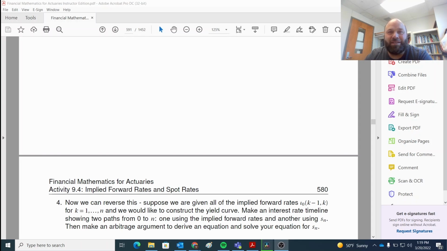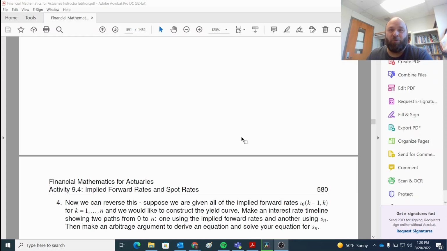All right, let's move on. So we've been able to recover forward rates from spot rates. Now we're going to go and get spot rates from forward rates. Suppose we have all the forward rates, I(0, k-1, k), for k equals 1 through n. We'd like the yield rates.